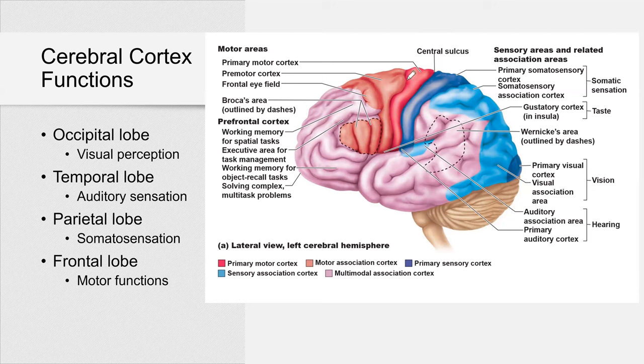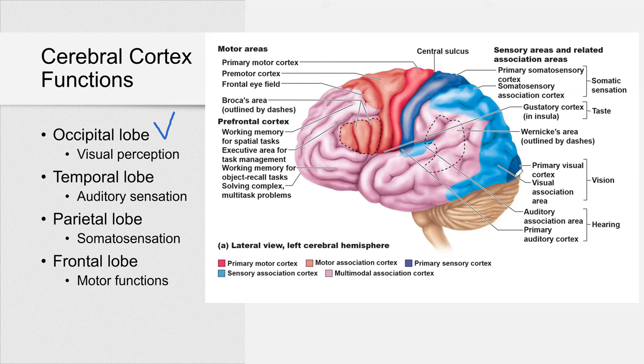And if you look anterior to the primary motor cortex, we have the premotor cortex. We also have the frontal eye field. That's the area responsible for movement of your eyes, right? And I think we do have another slide to explain the rest of this diagram, but if not, we will get back over here. So let's see what we need to remember from this slide.